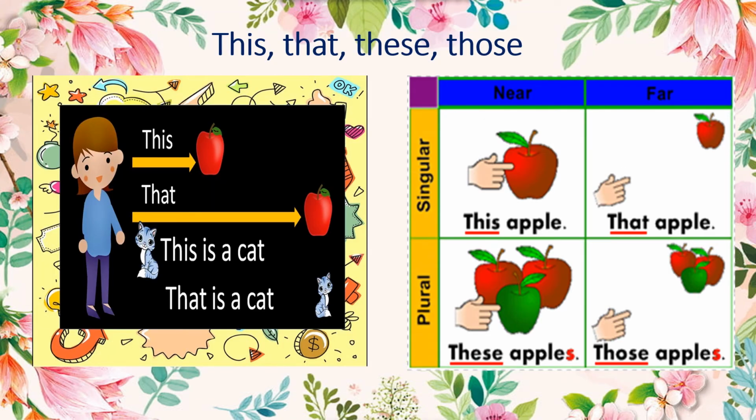Looking into this, that, these, those, you have learned this when you were in Year 3, Year 4. This refers to something that is near, that refers to something that is far away, and the plural forms for this and that are these and those. You can go through the examples given here. This apple, that apple. These apples, those apples.